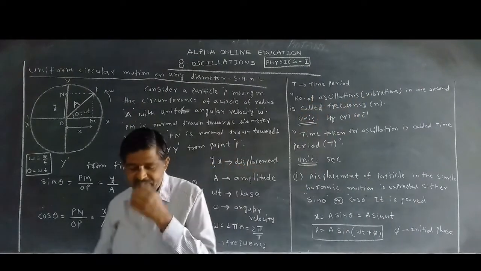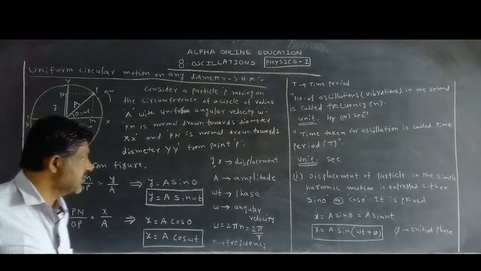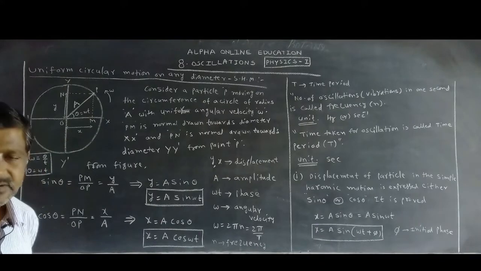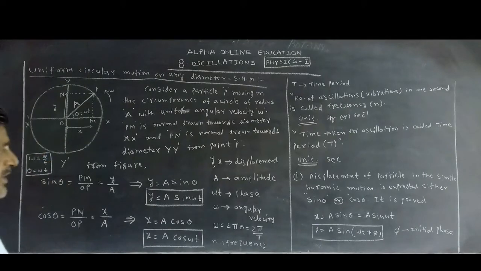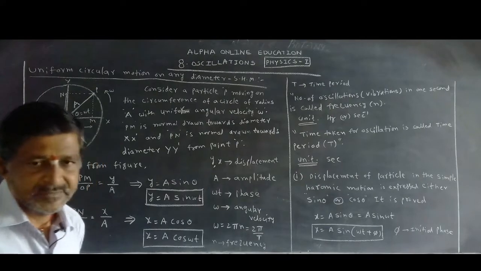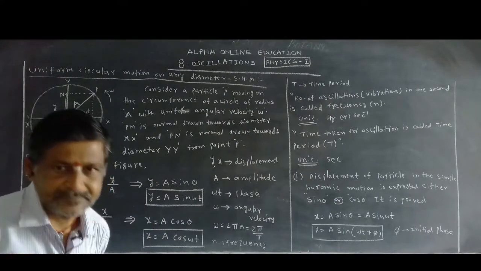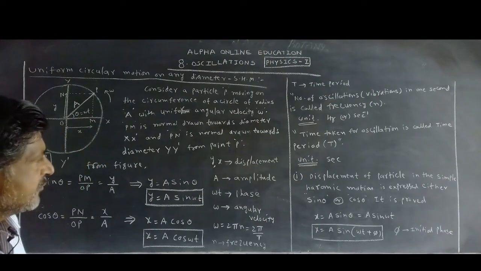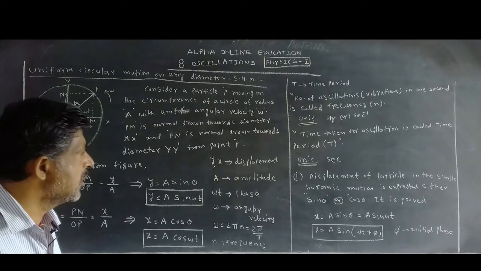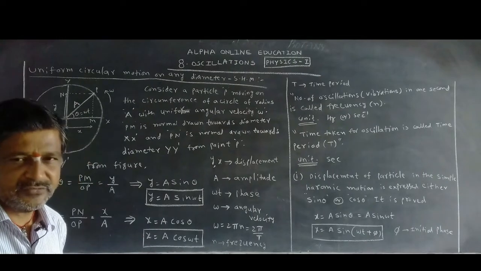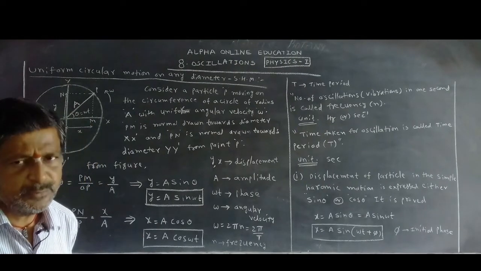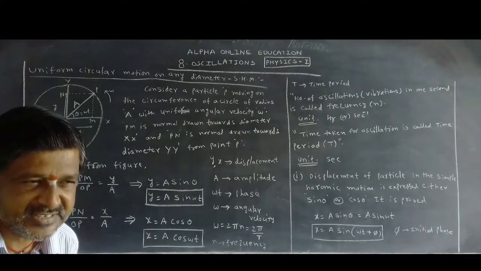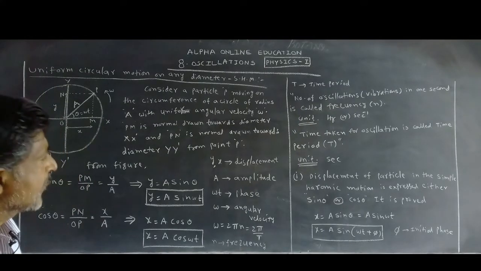Now what is the frequency? Number of oscillations or number of vibrations in 1 second is called frequency. The symbol for frequency is n. In some books we write frequency as f also. Why? Because frequency starts with the letter f. Okay.